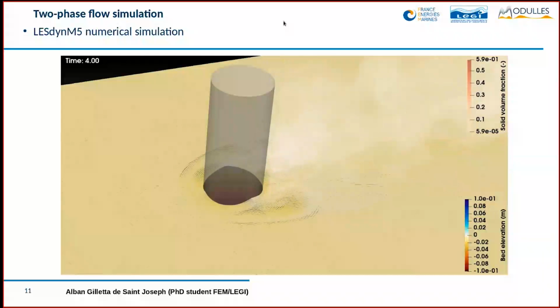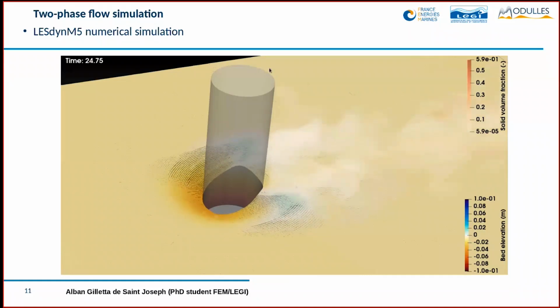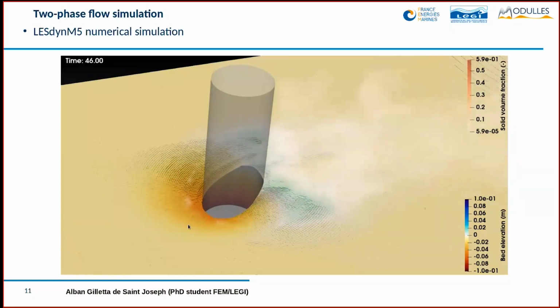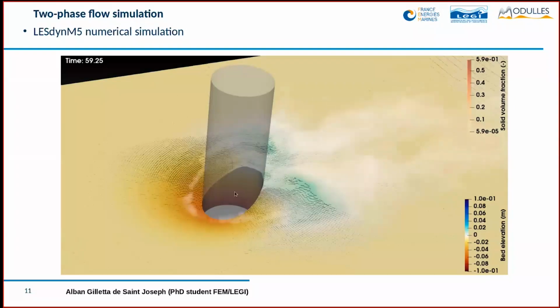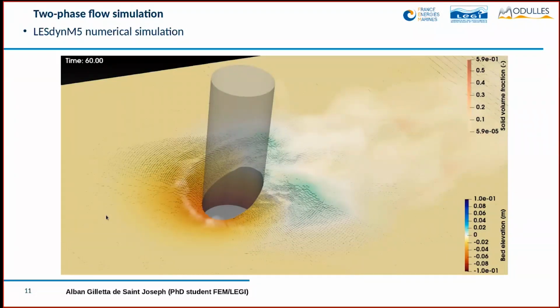So this is an example of one simulation that we can do with a two-phase flow model. You see that we are able to reproduce the scour process, with a scour hole that is developing upstream of the pile. The flow is coming from the left here. You see that at the end, you have a scour mark that develops all around the pile. Notably, on the downstream part, you can see the vortex shedding process, with the white plume representing the solid volume fraction that is put into suspension.